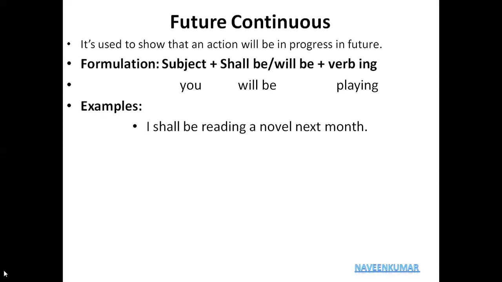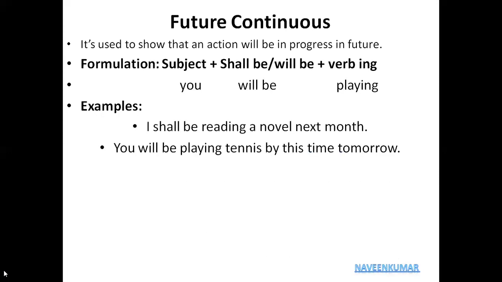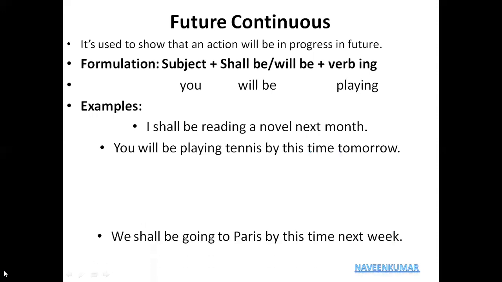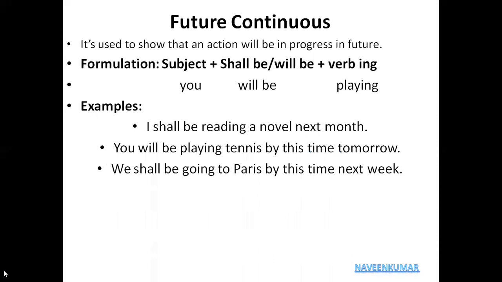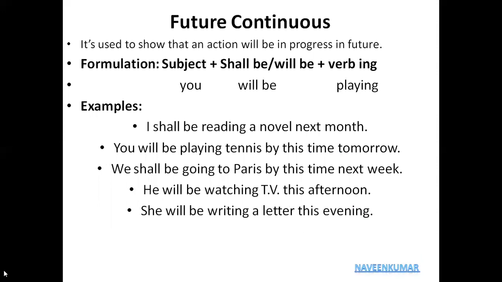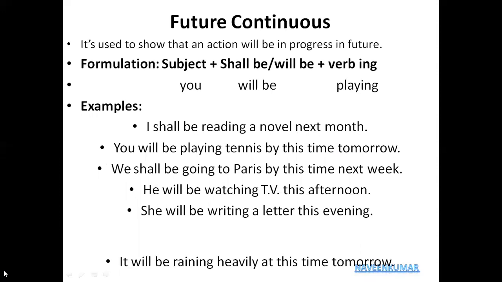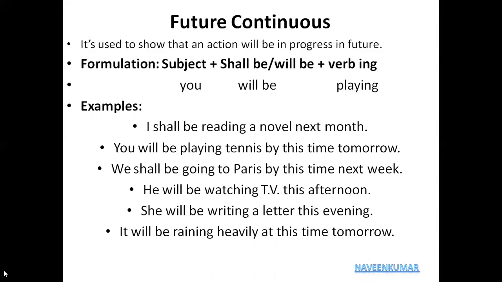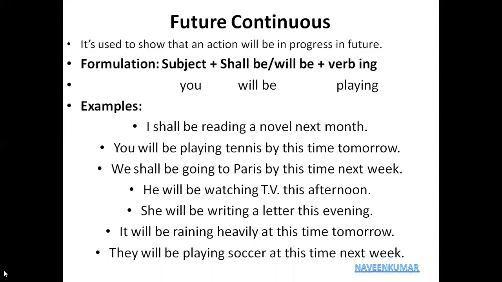I shall be reading a novel next month. You will be playing tennis by this time tomorrow. We shall be going to Paris by this time next week. He will be watching TV this afternoon. She will be writing a letter this evening. It will be raining heavily at this time tomorrow. They will be playing soccer at this time next week. So all these actions, they will be in progress in future.